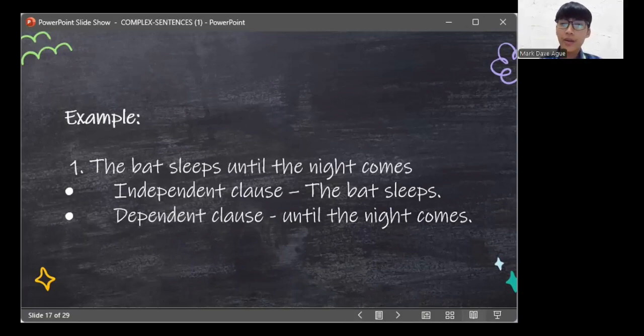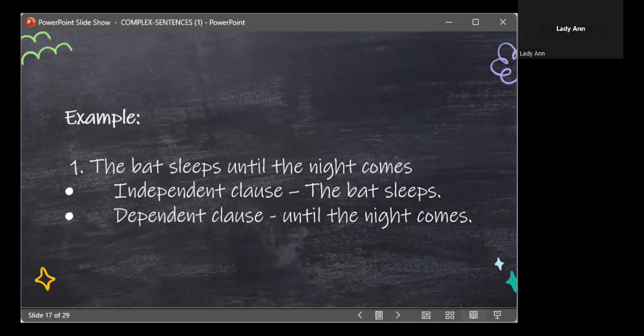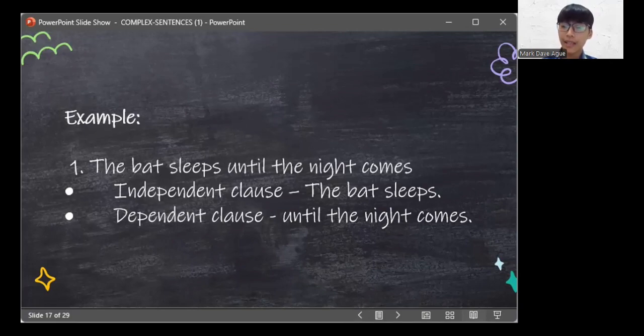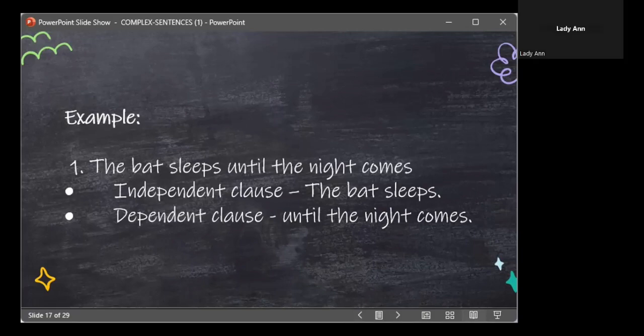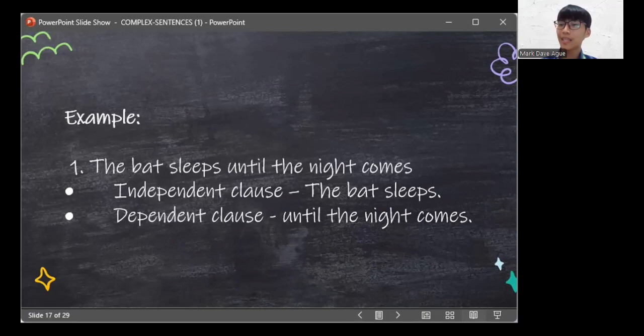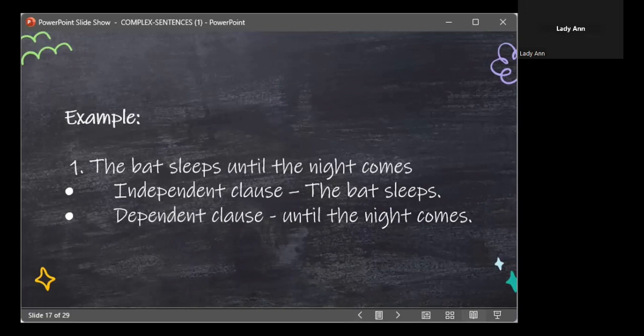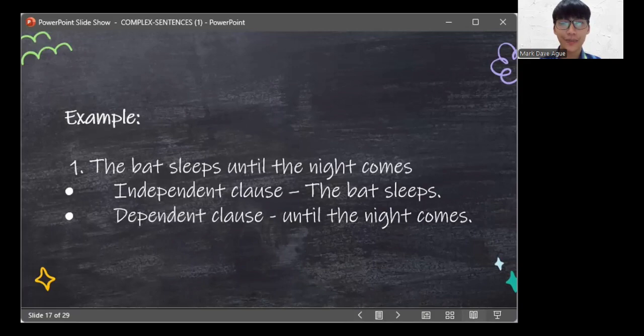Very good. Now, here in the dependent clause, can I call Miss Tanya? Sir. In the dependent clause, can you tell me first where the subordinating conjunction is? Until, sir. That's right. Now, can you tell me where the subject is? Night, sir. Very good. Now, can you tell me where the predicate is? Comes. That's right. Very good, class.